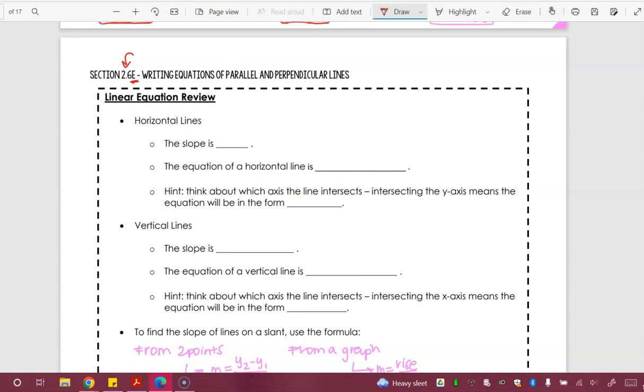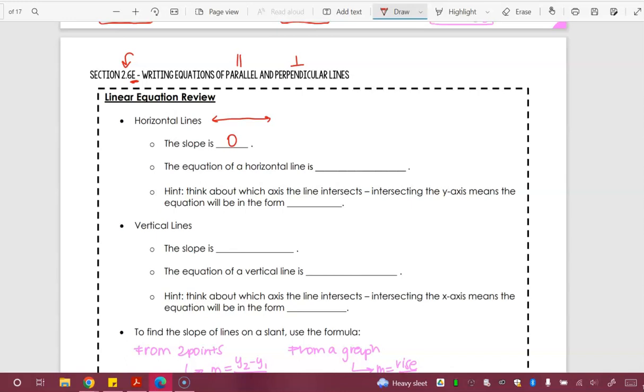And in this extension section, we are talking about writing equations of parallel, that's the symbol for parallel, and perpendicular lines, that's the symbol for perpendicular. So let's just talk about some simple linear equation review. So horizontal lines are horizontal, they go left to right. They're a straight, flat, horizontal line. The slope of a horizontal line is 0.